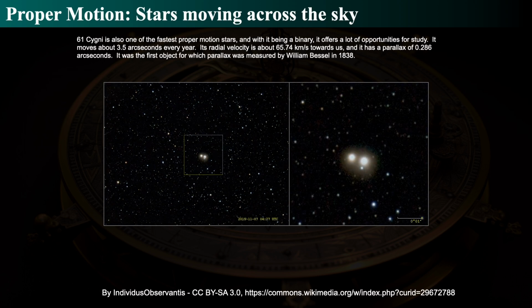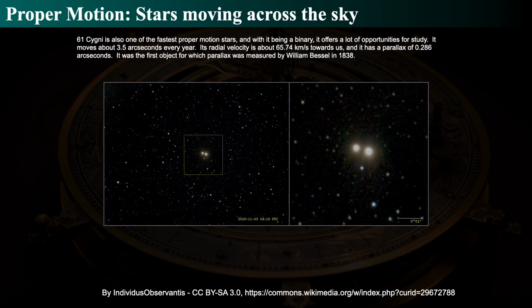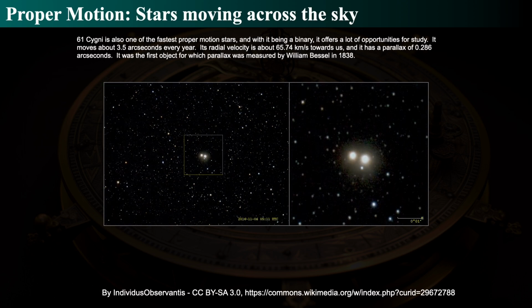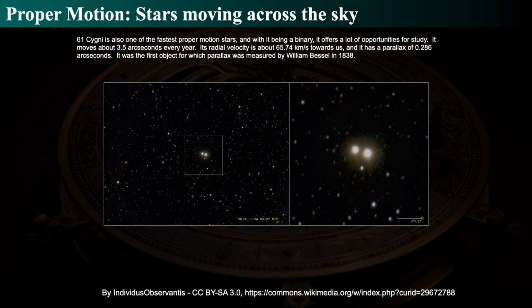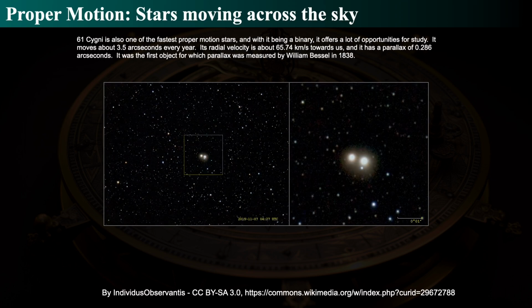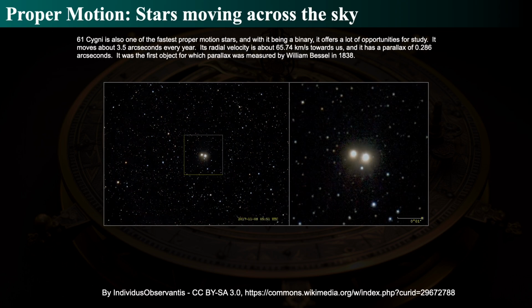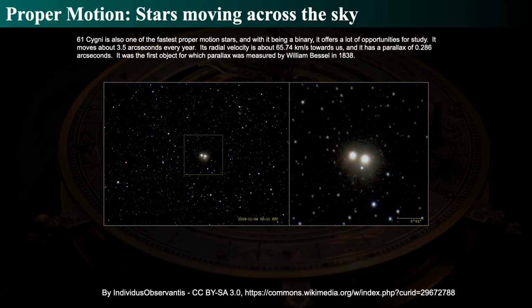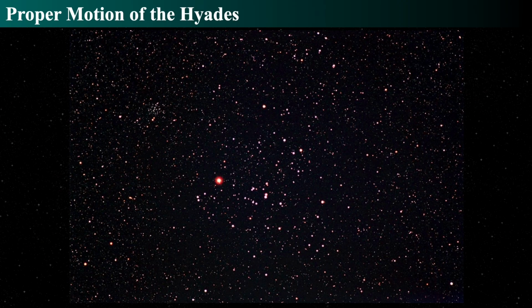Remember, a distance of 1 parsec has a parallax of 1 arcsecond. So if it's a quarter of an arcsecond, this is just a little bit bigger, then it would be 4 parsecs. If it's about a third of an arcsecond, then it would be about 3 parsecs. So this is roughly just a little bit less than 4 parsecs away. And it's the first object for which parallax was ever measured, in 1838 by William Bessel. That's really interesting. So that's a double star.